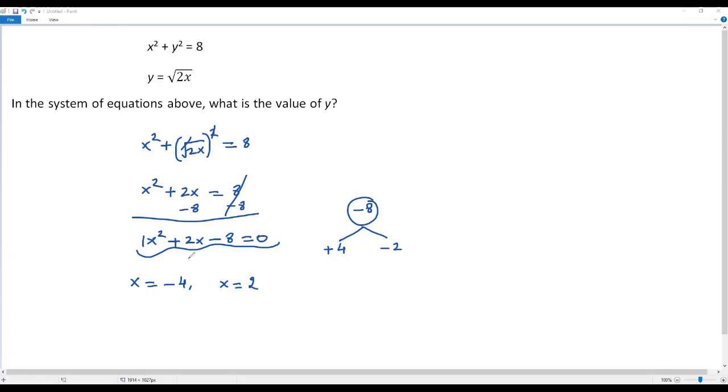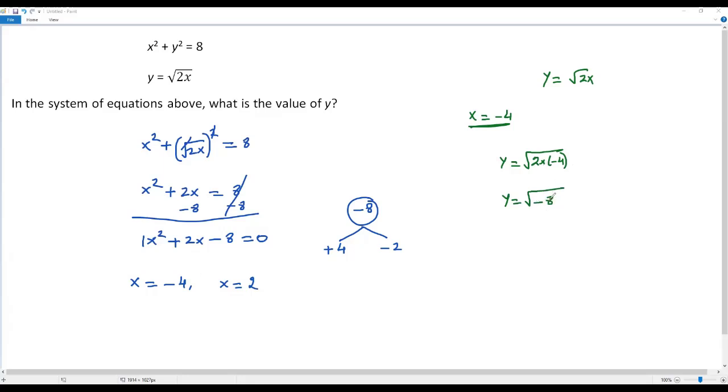Okay, now to get the value of y, what we have to do is plug in the values of x over here into the second equation, because our aim is to get the value of y. Okay, now let me take the second equation, that is y equals square root of 2x. Okay, first let me plug in the first value of x, which is negative 4. Okay, y equals square root of 2 times negative 4. Then we get y equals square root of negative 8.